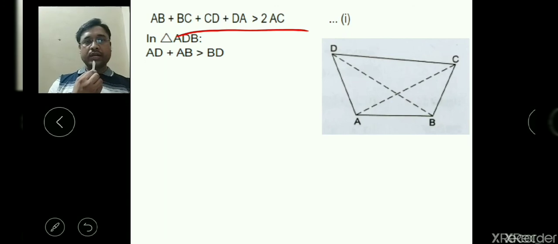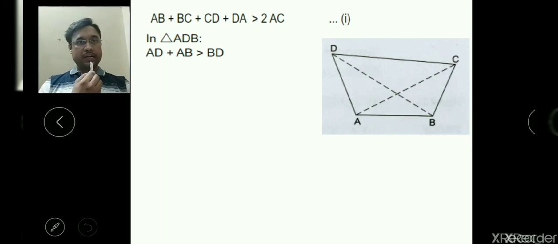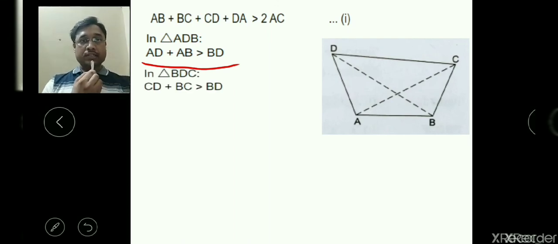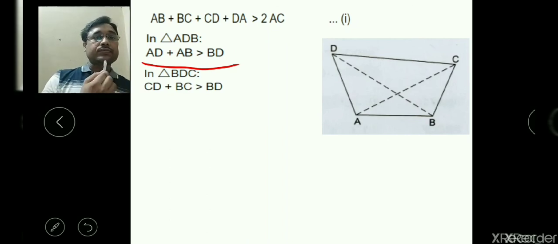So now in triangle ADB, this time we have taken the third side as BD. The triangle is now different, ADB, you can see the diagram here. So AD plus AB is greater than BD. Then in triangle BDC, CD plus BC is also greater than the third side BD. By the figure it is clear.